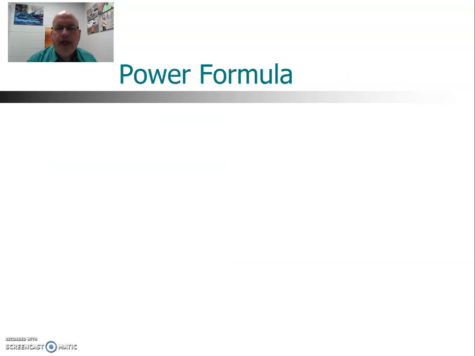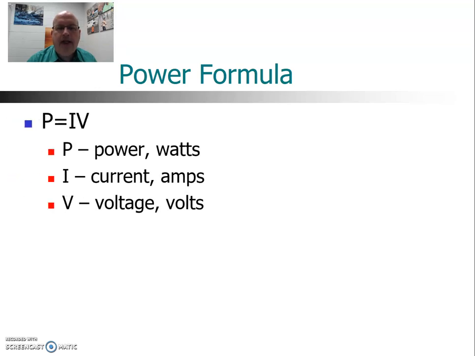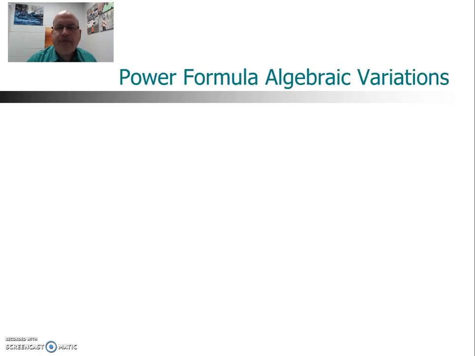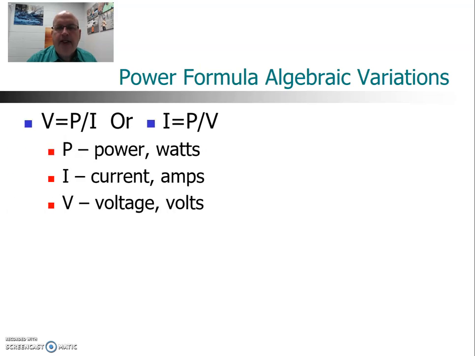Now, a closely related formula is referred to as the power formula, and that is power is equal to current times voltage. P is equal to IV. Power is measured in watts, current is measured in amps, and voltage is measured in volts. That's called the power formula. And just like Ohm's law has algebraic variations, so does the power formula. You can say voltage is equal to power divided by current, or current is equal to power divided by voltage.